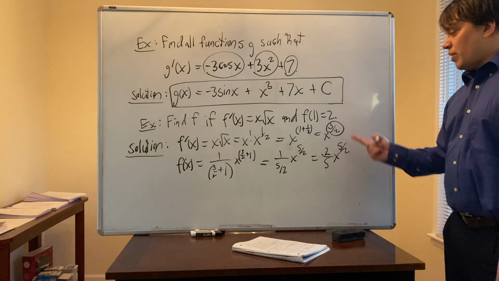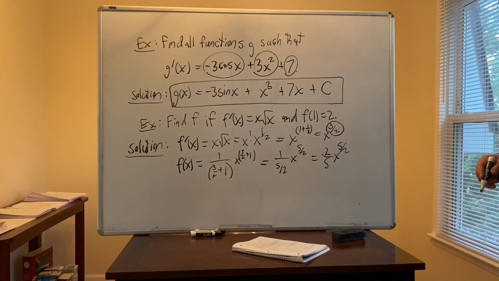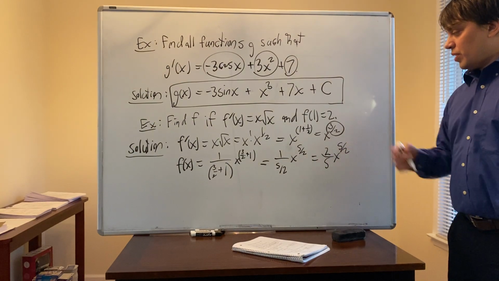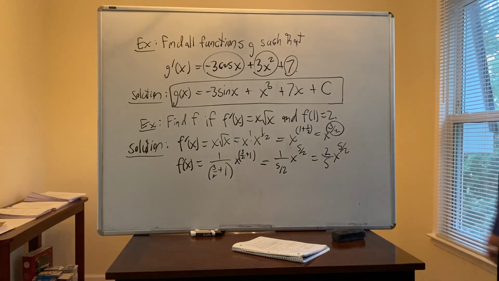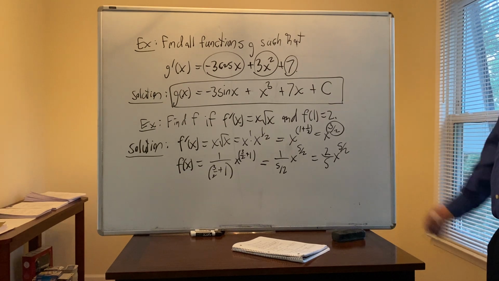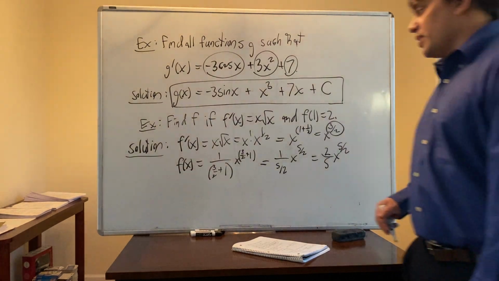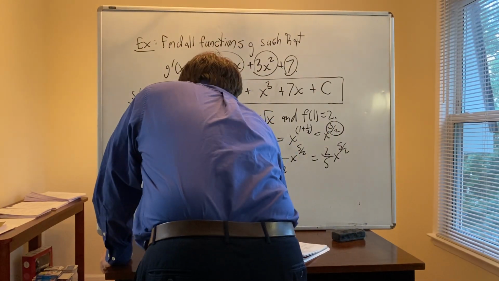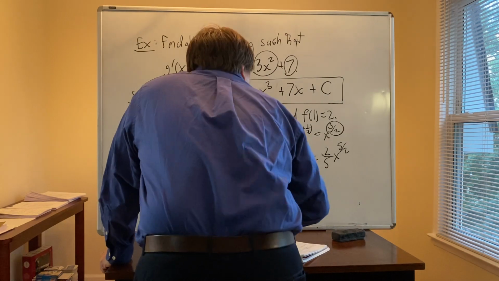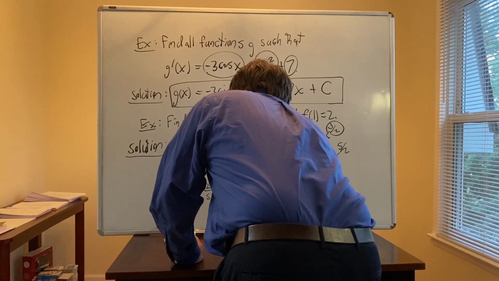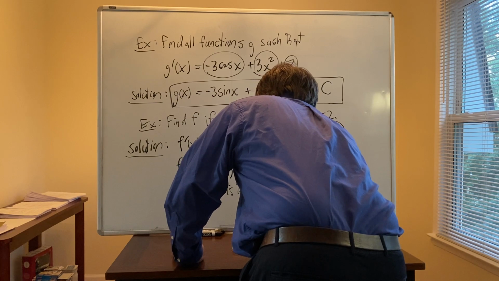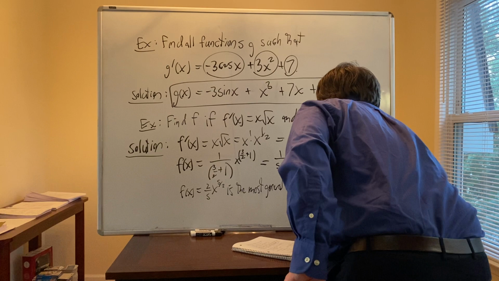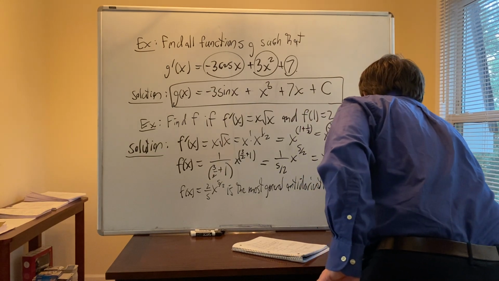That is a function whose derivative is x to the 3/2. You could check that. If you take the derivative, you bring down the exponent 5/2 and subtract 1 from the exponent, you get 3/2. So f of x equals 2/5 x to the 5/2 is a particular antiderivative of that f prime of x. The most general one, f of x equals 2/5 x to the 5/2, is the most general antiderivative of f prime of x.